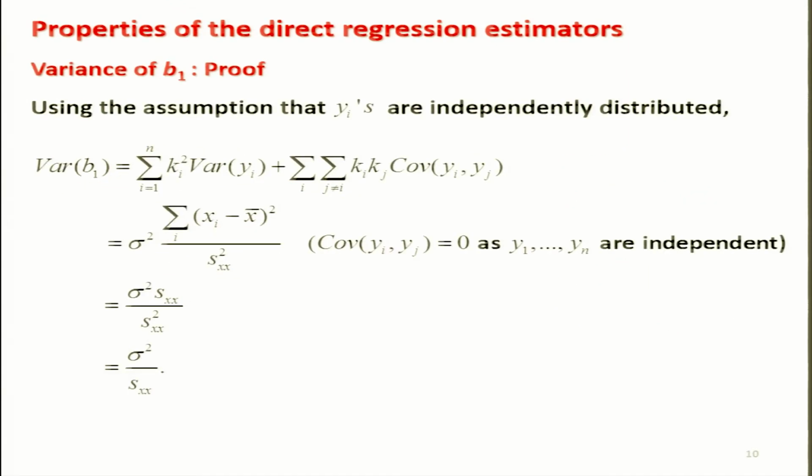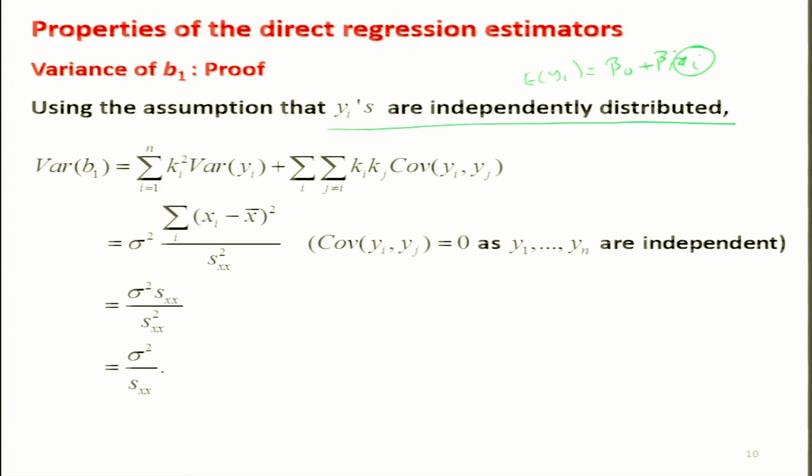Okay. So, after establishing the unbiasedness property of B0 and B1, let us find the variances. We are assuming here that since the epsilon i's are IID, they have mean 0 and variance sigma square. So, the yi's are also independently distributed. They will not be identically distributed, remember, because expected value of yi is beta 0 plus beta 1 xi, and it depends on xi.